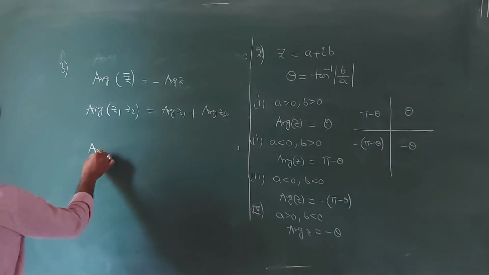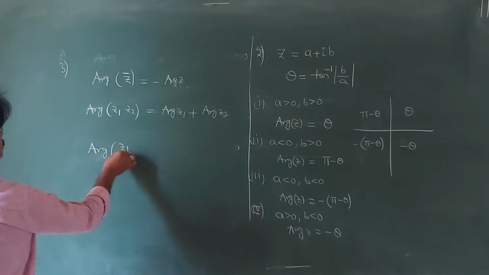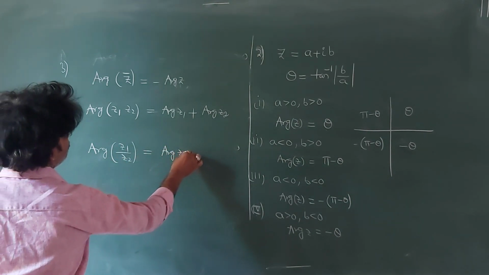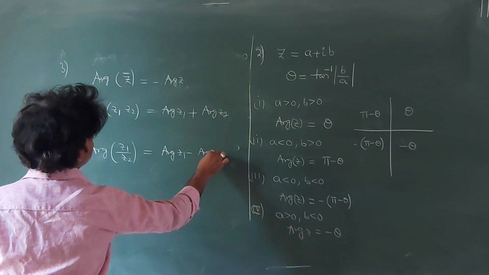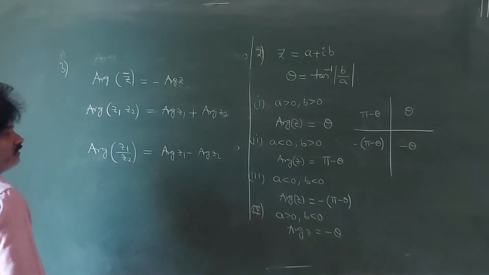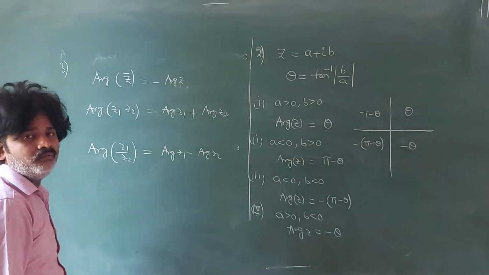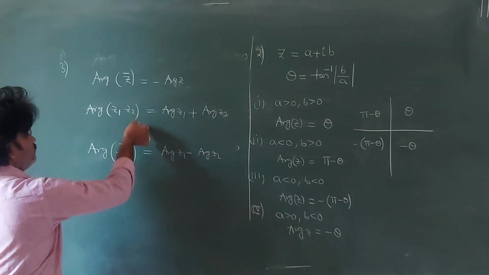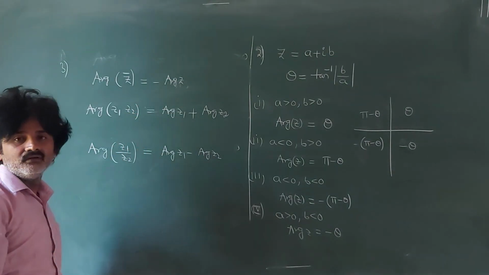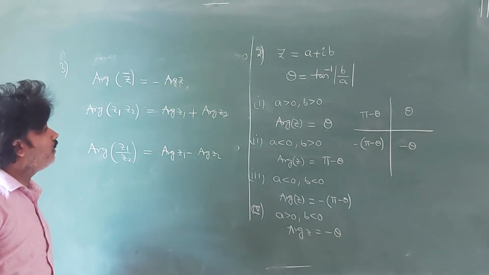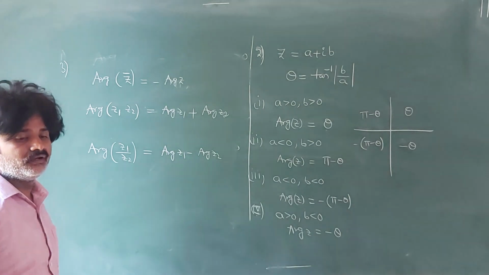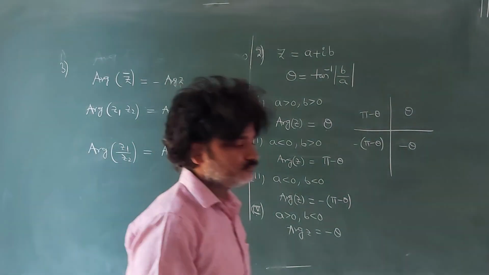Next, if the argument of Z1 by Z2 is required, the formula is arg Z1 minus arg Z2. Argument of Z1 by Z2 equals arg Z1 minus arg Z2. So these are the three small basic points useful while finding the arguments. So take this point. Now let us continue the problems.